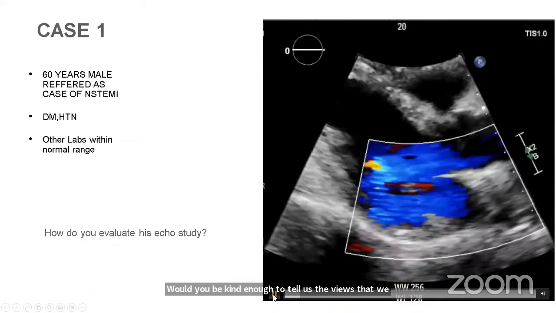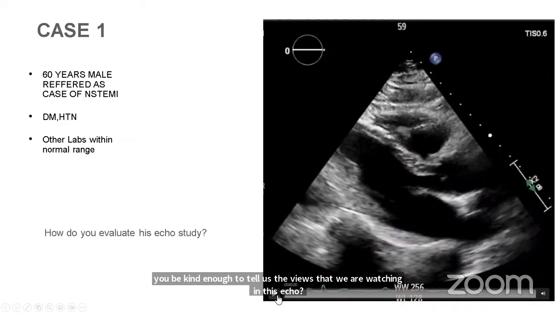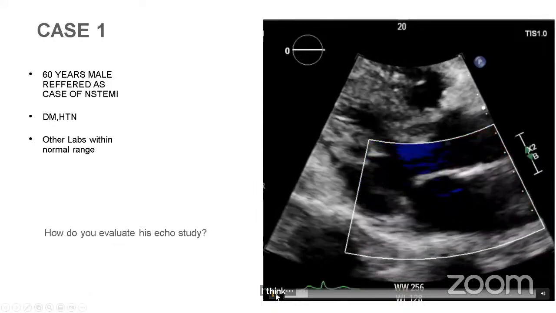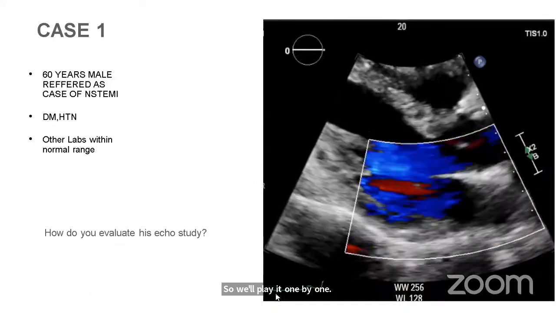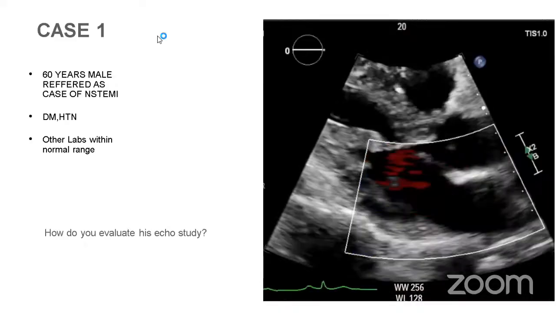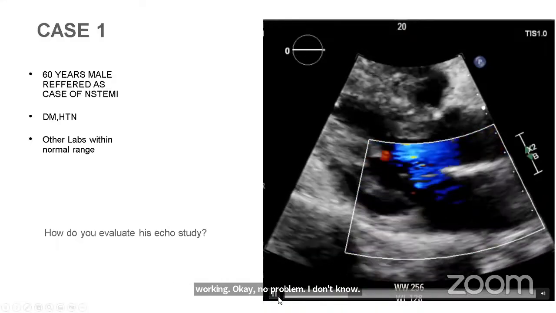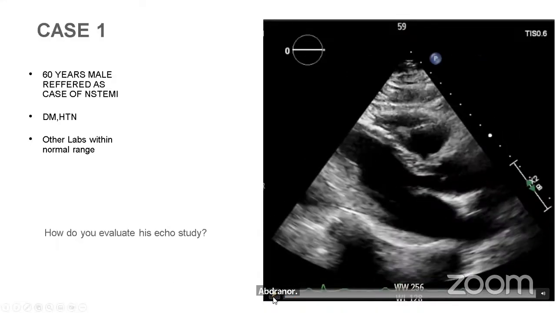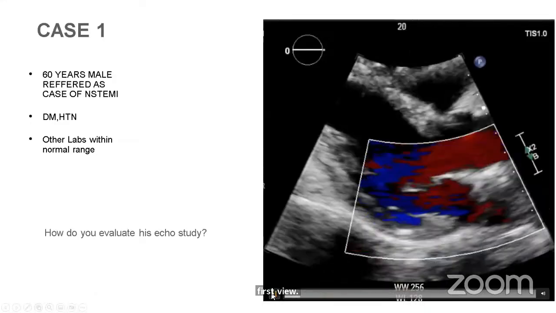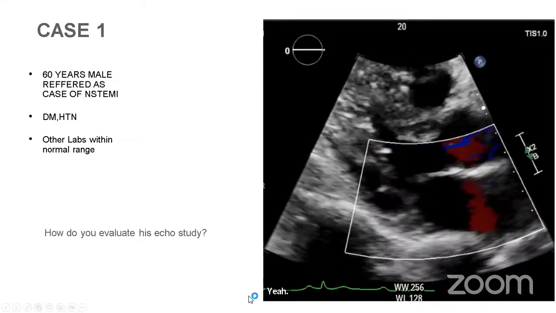So we'll play it one by one. Some people are replying in the chat. My mic is not working. Okay, no problem, دكتورة نور. So this is the first view. What do you think this view is? It's clear, yeah?